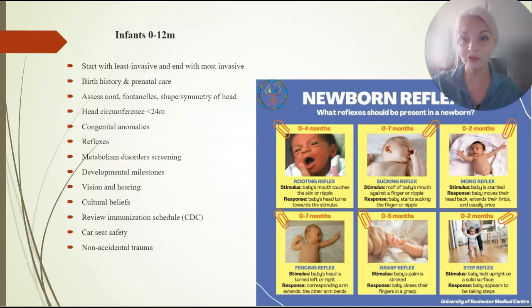Assess the family for cultural beliefs, as well as immunization schedule. There are a lot of immunizations in that first year, making sure they're on schedule. Car seat safety is very important, making sure they're in an infant seat in the back seat, rear facing. And always assess for non-accidental trauma as well.